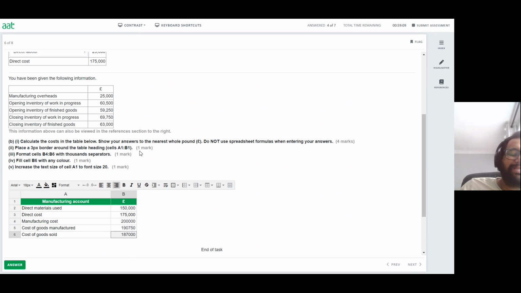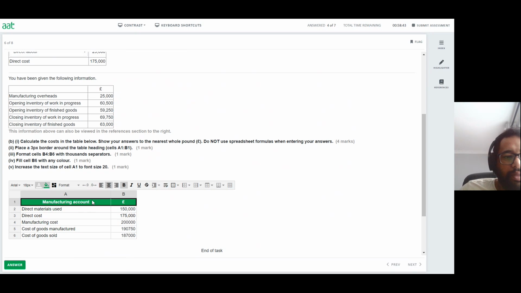This means we're going to customize some of the cells. Place a 3x border around the table headline, A1 to B1. So here, you want to make a border of 3 points. So we're going to look at where the border is. There you go. It wants you to do 3x solid black, so we select that one, around the table headings. Yes, so we have done that one. So we don't have to do it individually. If I did it individually, it would give you a slightly different look.